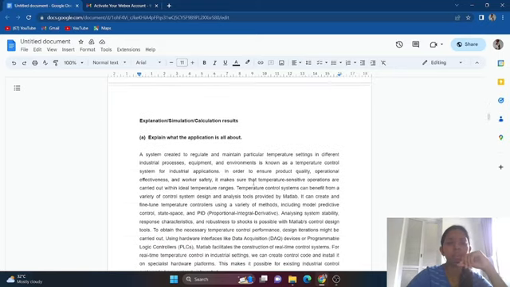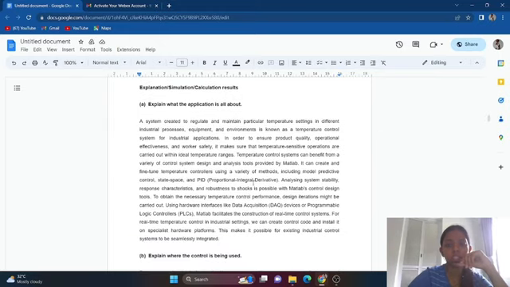So A, what is the application all about? The temperature setting of different industrial processes, equipment, and environments is known as a temperature control system for industrial applications. In order to ensure product quality, operational effectiveness, and worker safety, it makes sure that temperature sensitive operations are carried out within ideal temperature ranges. This process must operate within ideal temperature ranges.